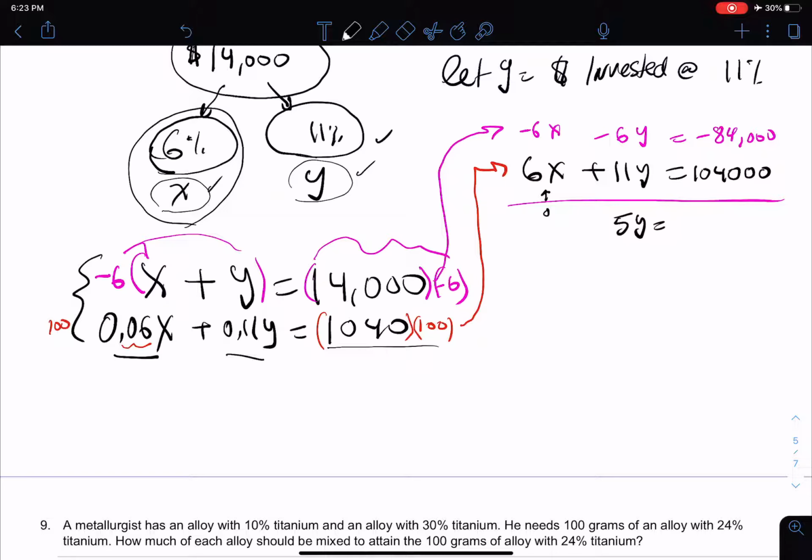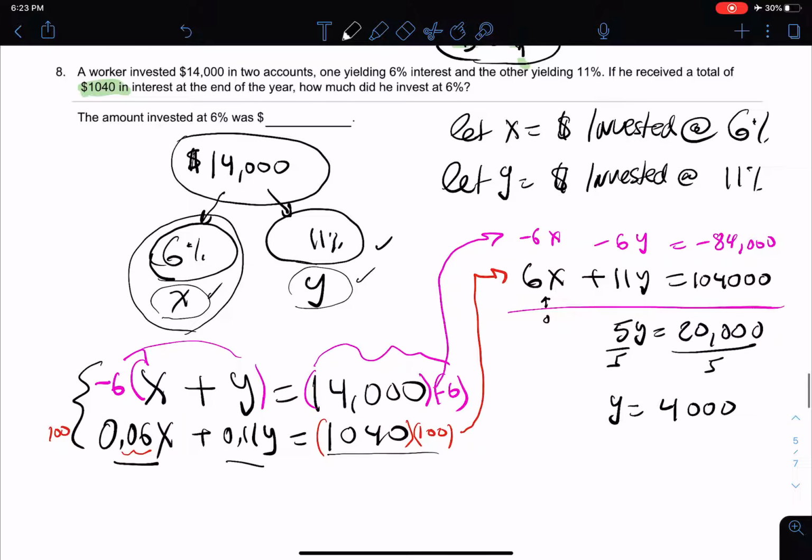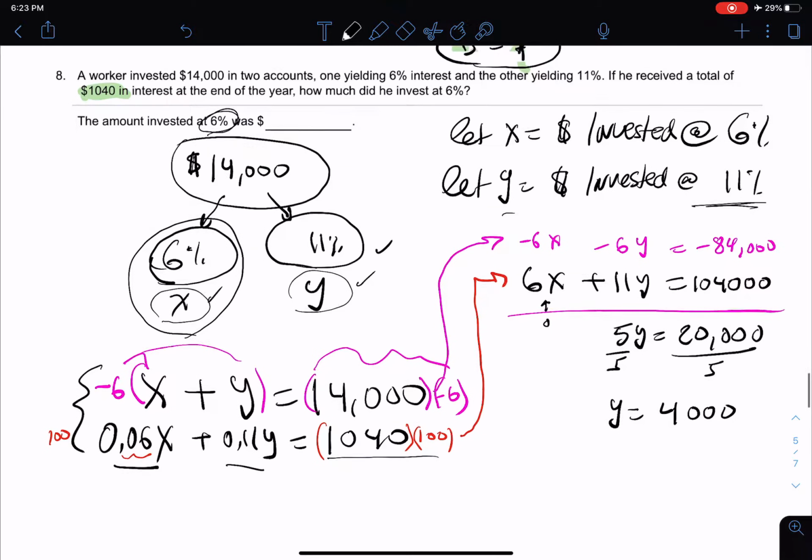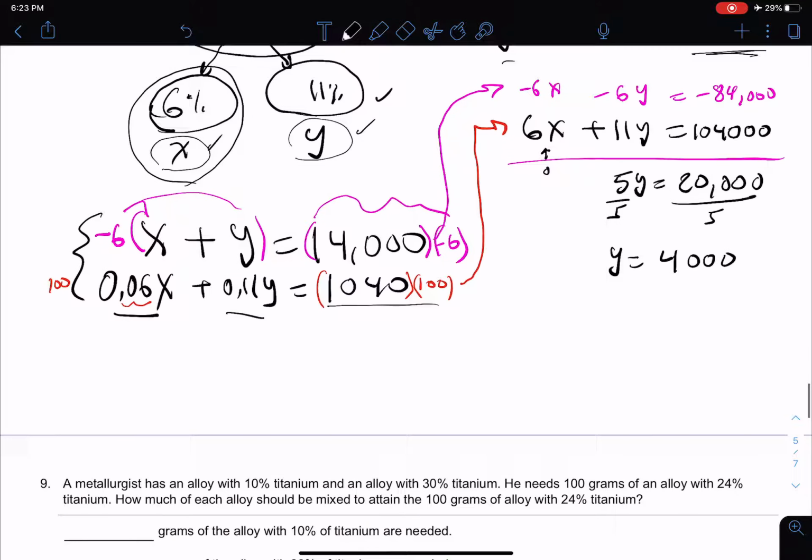And negative 84,000 plus 104,000 is just 20,000. And divide by 5. And y equals 4,000. Now we got to be careful. That's why we defined our variables. Y is the dollars invested at 11%, and they want to know what's invested at 6%. So I got to keep on going to get what x is, because x is dollars invested at 6%. So I got to figure out x. Y is not going to cut it.